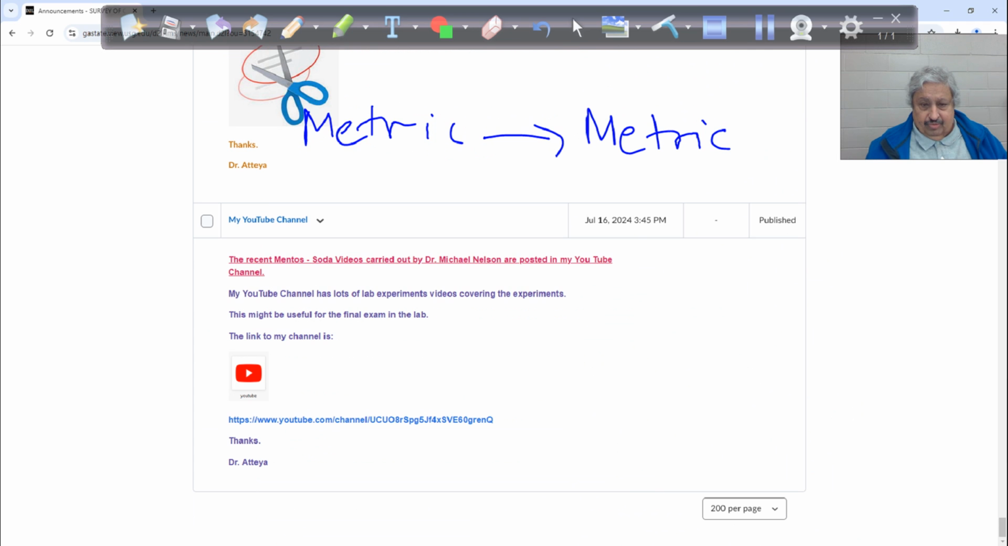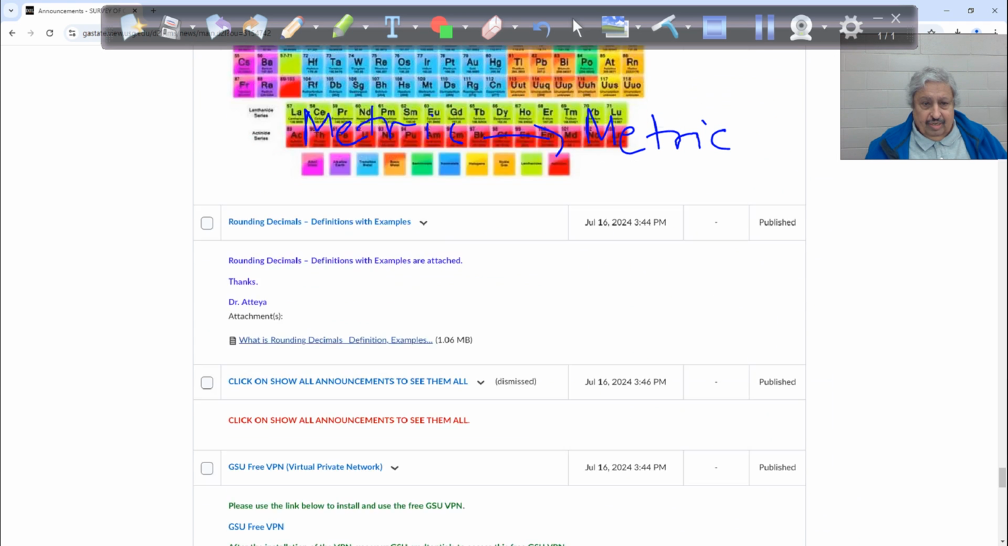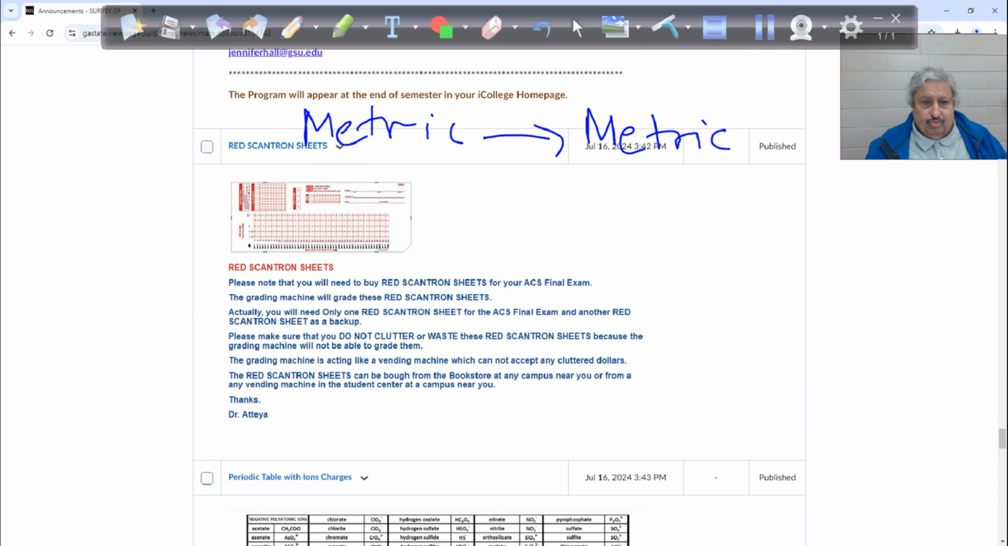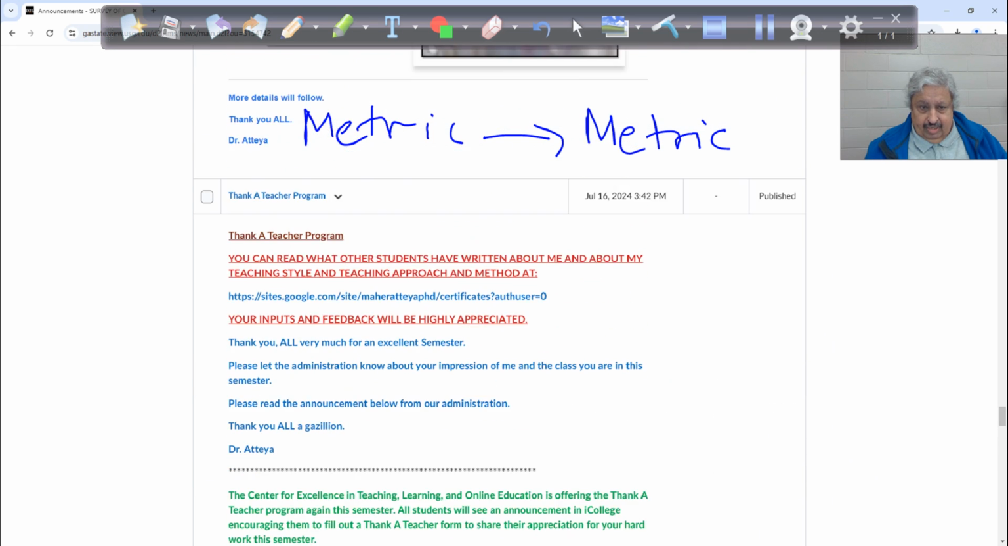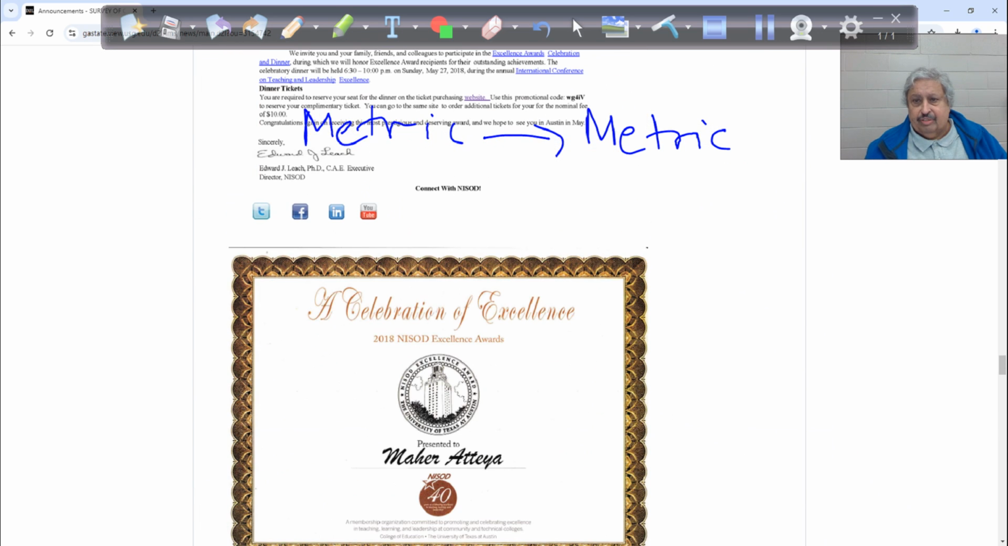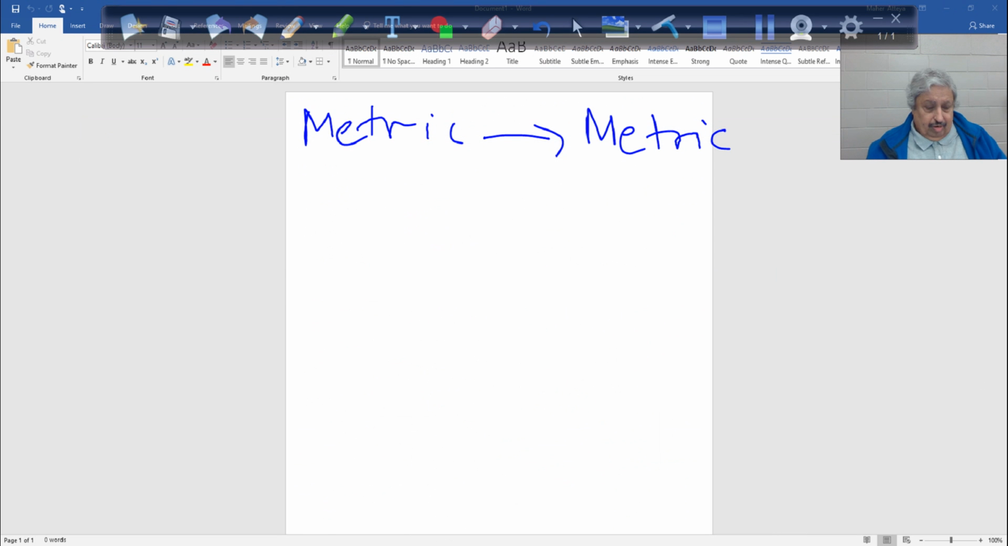Let me go for the conversion. I don't see it, but if it's not there, I will put one for you in the announcement, maybe in the lecture. So don't worry, I'll put one for you. The main thing is you have to know those metric exponents, the whole thing there. And I think in the lecture we went through this.